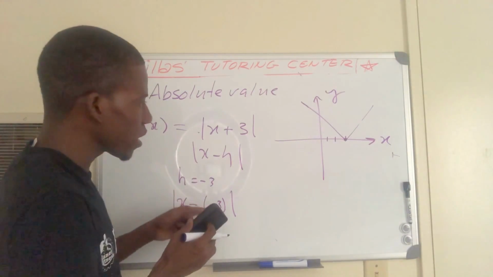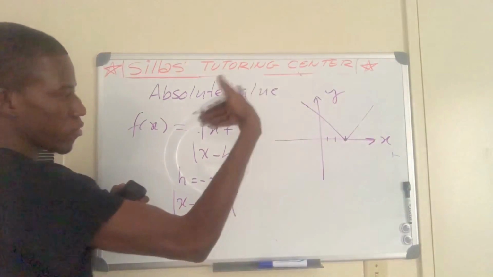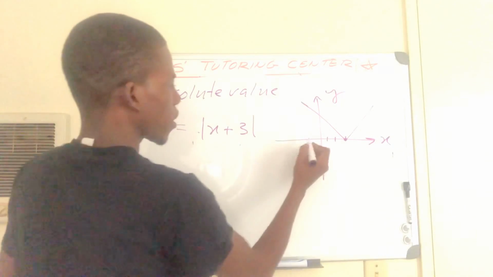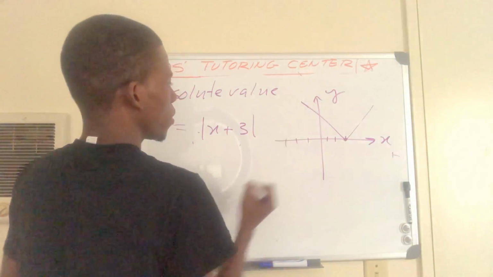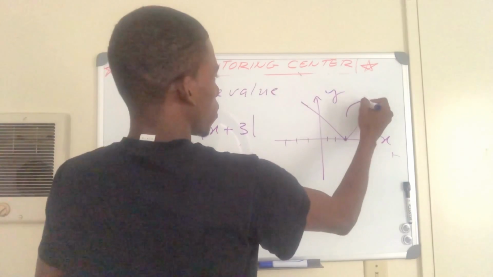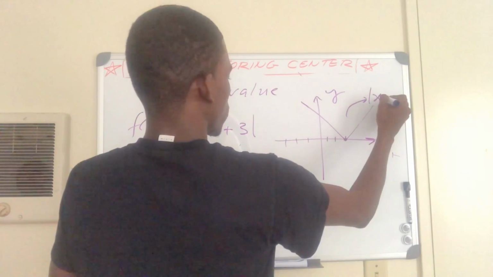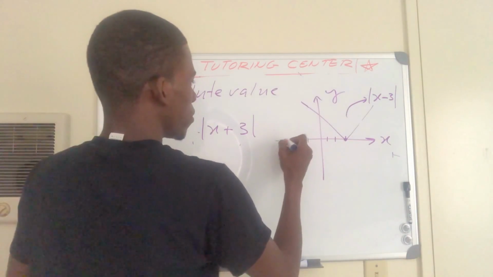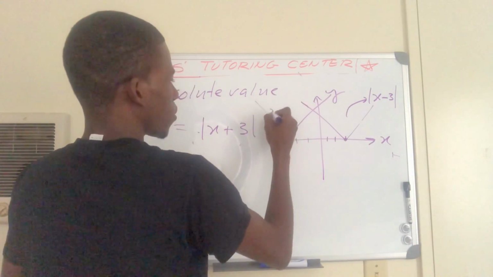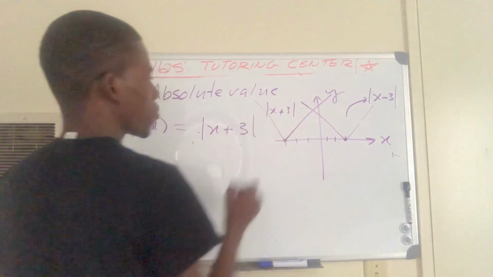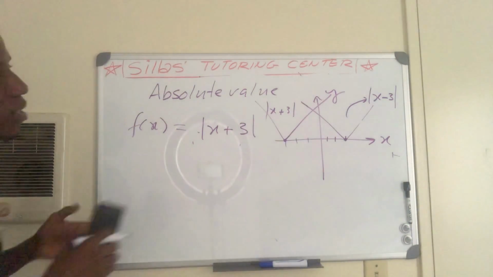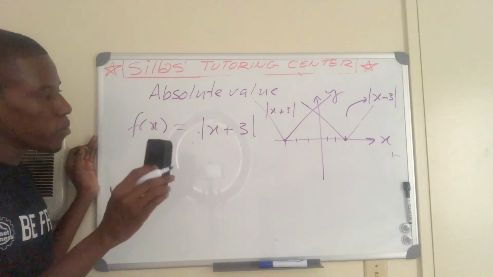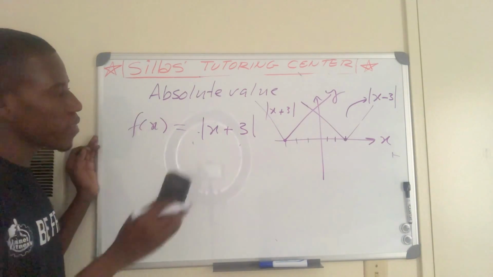Because my h is negative, I'm shifting my function to the left on the x-axis, 3 units. I said, okay, 1, 2, 3. This one is for x minus 3, and for 1, 2, 3 right here, this one is for x plus 3 in absolute value. Okay, so that's the behavior. You already know how the function is going to look right before you start doing anything.